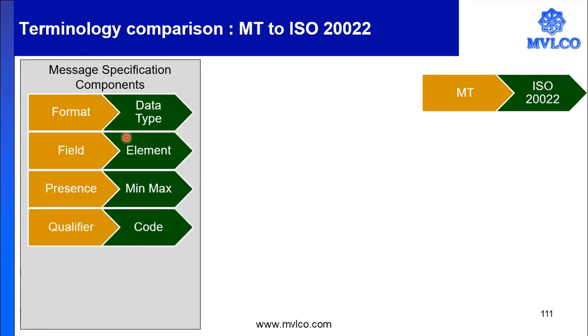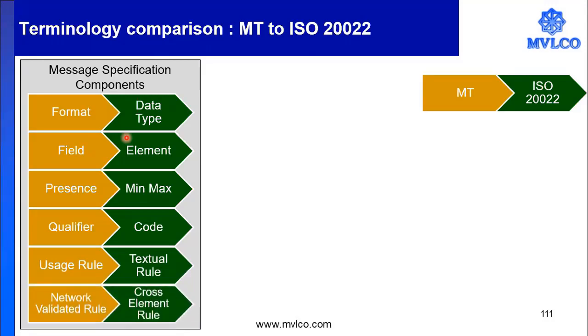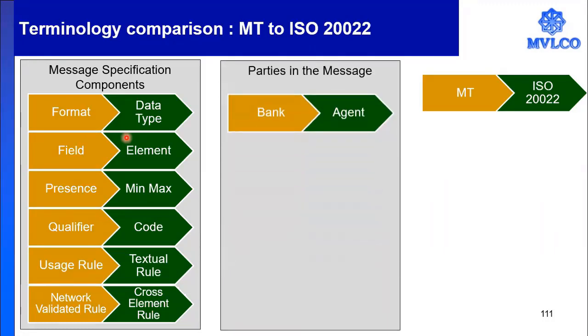Qualifier is code in ISO. Usage rule in MT is textual rule in ISO. Network validated rule NVR becomes the cross element rule in ISO. Bank is called an agent. Debtor, ordering customer, is known as the debtor.